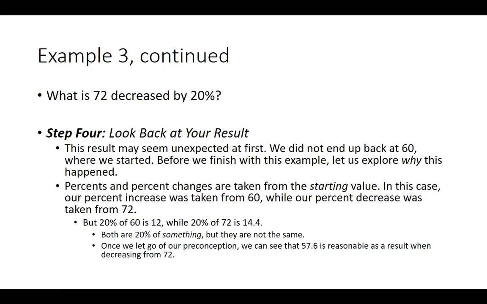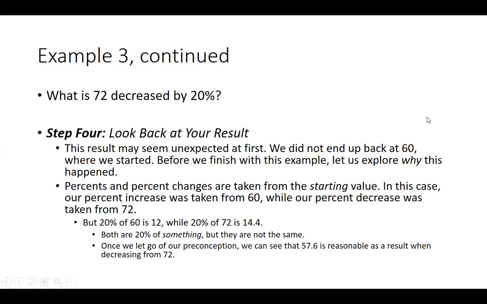Percents and percent changes are taken from the starting value. In this case, our percent increase was taken from 60, while our percent decrease was taken from 72. 20% of 60 is 12, but 20% of 72 is 14.4. Both are 20% of something, but they are not the same. Once we let go of our preconception, we can see that 57.6 is a reasonable result when decreasing from 72.